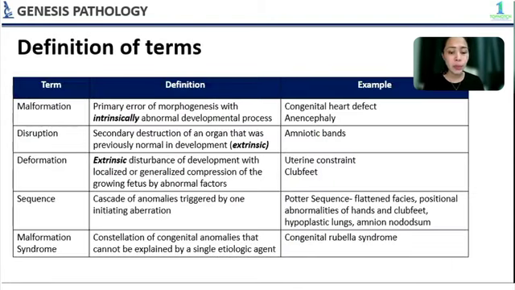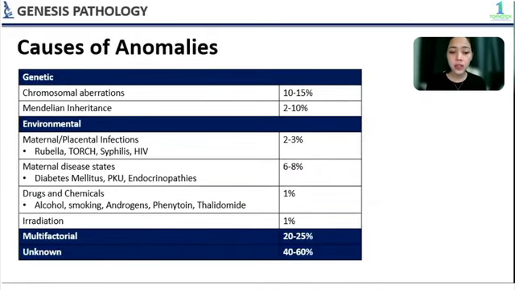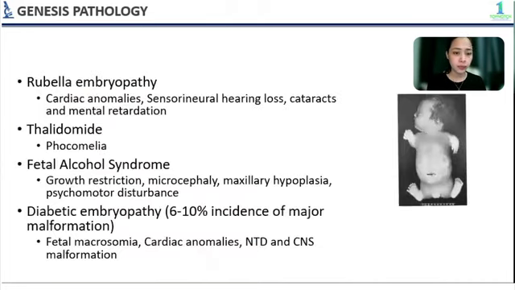And lastly, we have malformation syndrome, which is a constellation of congenital anomalies believed to be pathologically related, but in contrast to sequence, it cannot be explained on the basis of just a single localized initiating defect. Okay? So the exact cause of these anomalies remains unknown in the majority of cases, 40 to 60%. Among genetic causes, chromosomal syndromes are associated with malformation. Examples are your Down syndrome and yung mga iba pang trisomies. Environmental influences are also important.